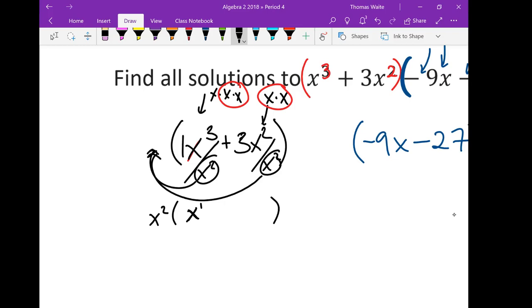For the second one, there's 3 x squareds divided by an x squared. Well, if I have 2 x squareds multiplied, and I'm dividing 2 x squareds out, that means I'm going to have no x squareds left over, or this thing is just going to simplify to 1. So I'm going to have just a plus 3.